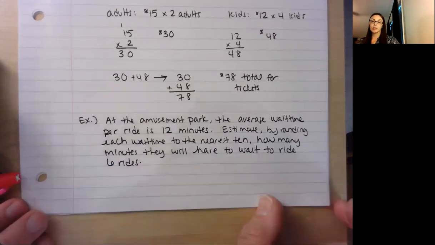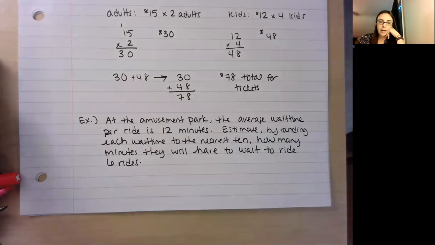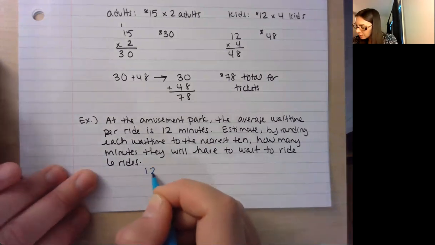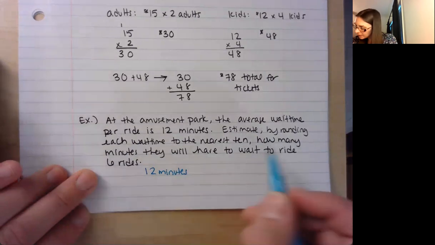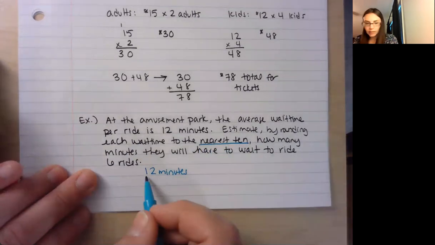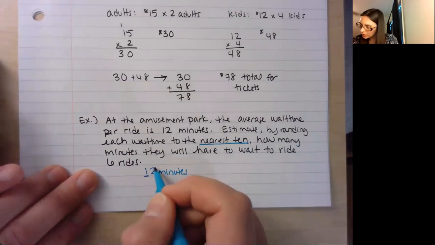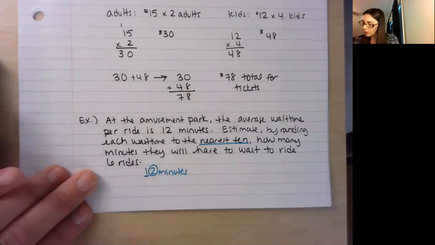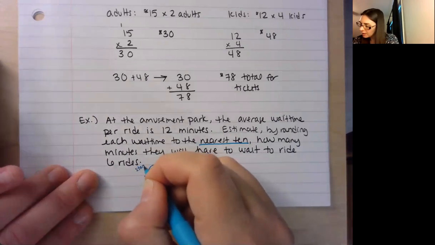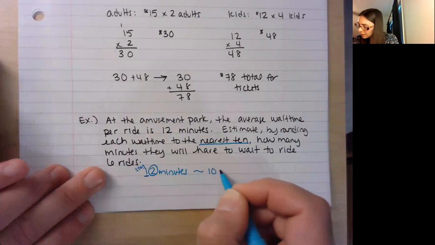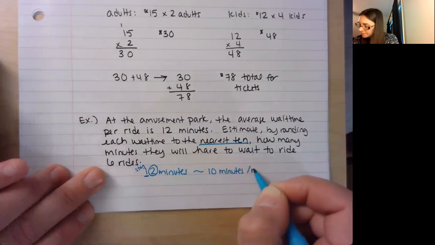So here the average wait time per ride is 12 minutes. We're going to estimate by rounding each wait time to the nearest 10 how many minutes they'll have to wait to ride 6 rides. Now, I know the number 12 is not too difficult to work with, but maybe we were doing something a little bit more large scale, right? Maybe we're doing this all day. So maybe we're going on more than just 6 rides. So if I look at that number 12 minutes, and I want to estimate this by rounding to the nearest 10, well, I'm going to underline that 1's position. That 2 is in the small category, 0, 1, 2, 3, 4. So this value is going to stay. So this becomes about 10 minutes per ride.